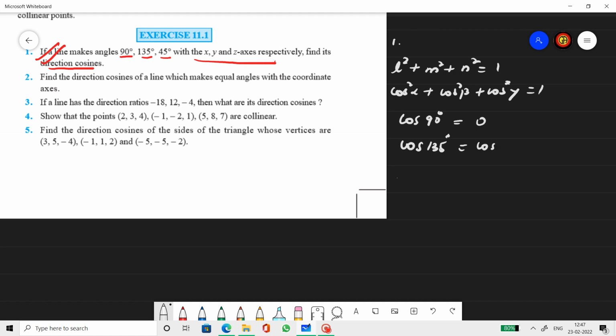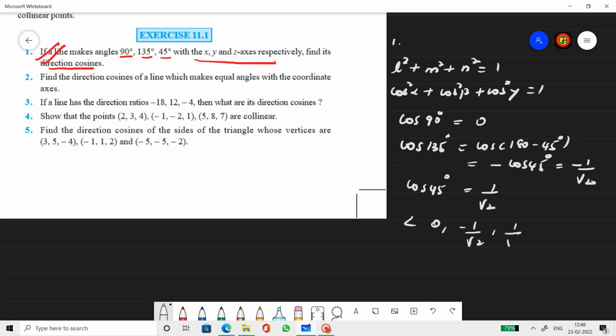135 degree we split as 180 minus 45. 180 minus 45 falls in the second quadrant where cos is negative. 180 means supplementary, no change. So you get minus cos 45, and hence the answer is minus 1 by root 2. And then the third one, cos gamma, which is cos 45 degree, and cos 45 is 1 by root 2. Hence, the DC is 0, minus 1 by root 2, 1 by root 2. So this is for the first one.